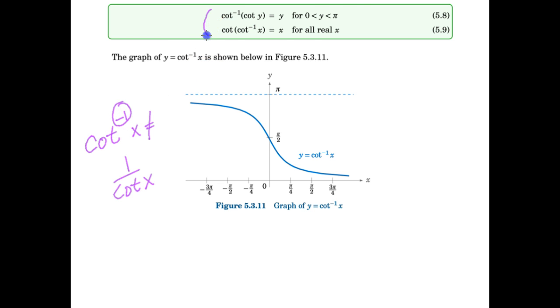So here we have it defined. We're going from 0 to pi, and then it's all real numbers just like tangent. And here's the graph of cotangent inverse or arc cotangent.